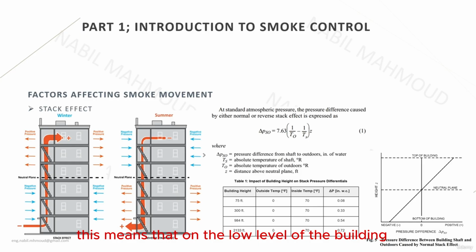This means that on the low level of the building you will have a negative pressure due to the suction of the air, while on the upper floors or the upper levels you will have a positive pressure. And this negative and positive pressure with relation to the neutral plane can be represented on this figure 5 shown on the bottom right side of the screen. While in the reverse stack effect, this figure will be flipped, which means that on the bottom side of the building there will be a positive pressure, while on the top side of the building you will have a negative pressure exerted on the shaft enclosure.